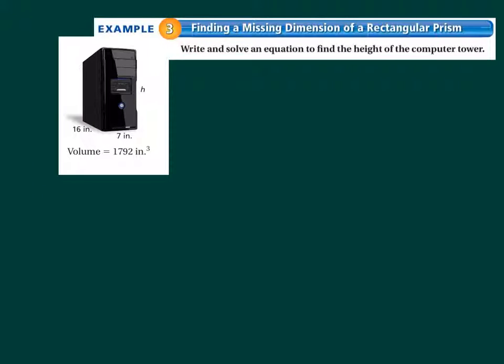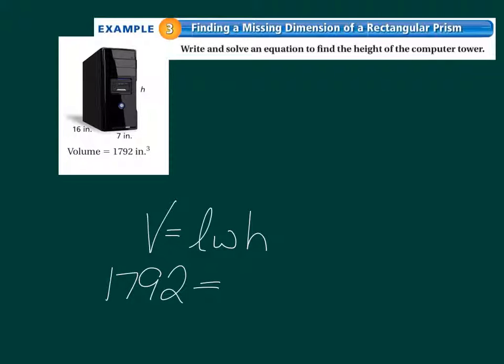Another example here, you might see one of these in your homework. Again, we know the volume formula is length times width times height. What we have in this problem is they gave us the volume, and then they gave us 2 dimensions. They gave us the length, 16, and the width, 7. And they want us to find the height. Well, this is actually a very simple one-step algebra problem. What I need to do is take 16 times 7, first of all, because I can solve that part of it, and I get 112.